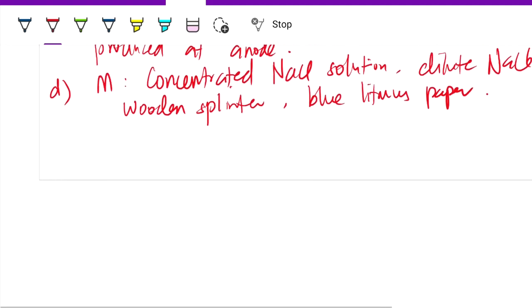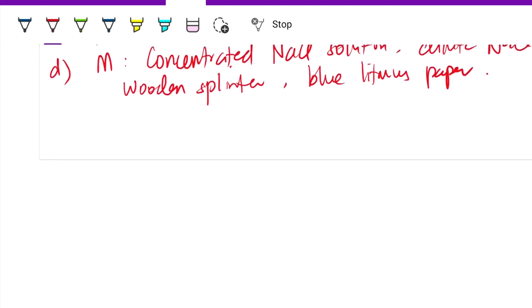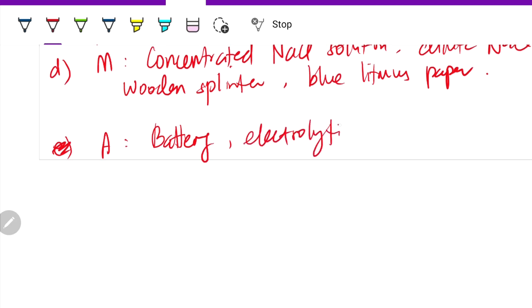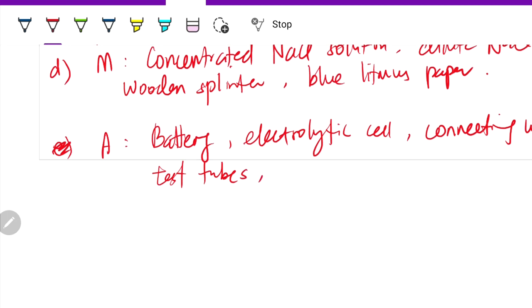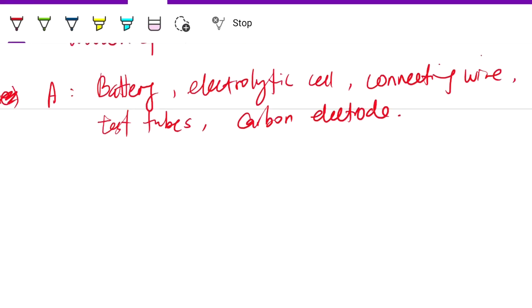Now for the apparatus. Apparatus will be battery, electrolytic cell, connecting wire, then test tubes, because we are going to collect the gas. Then after that, carbon electrodes. Next we are going to list out the procedure.